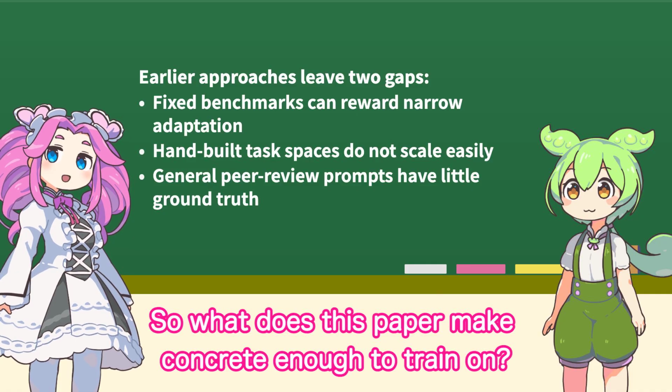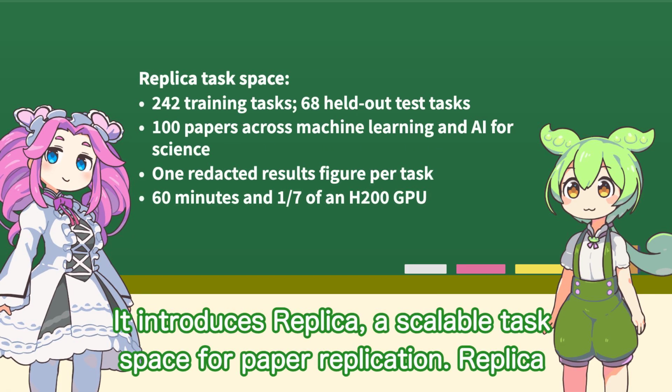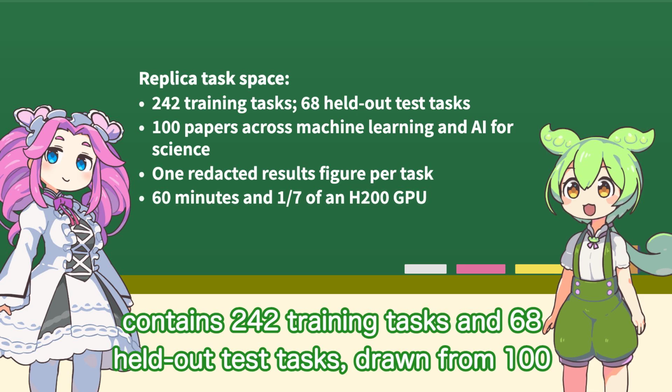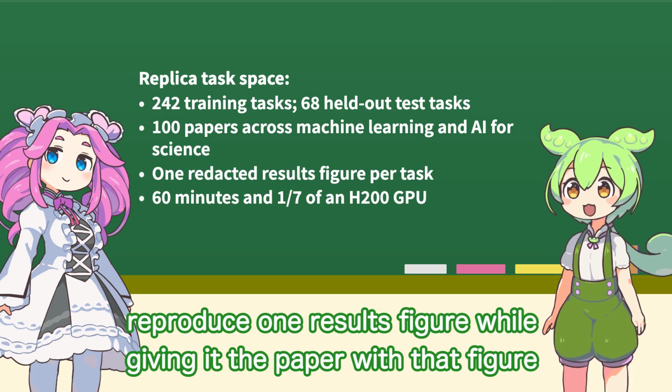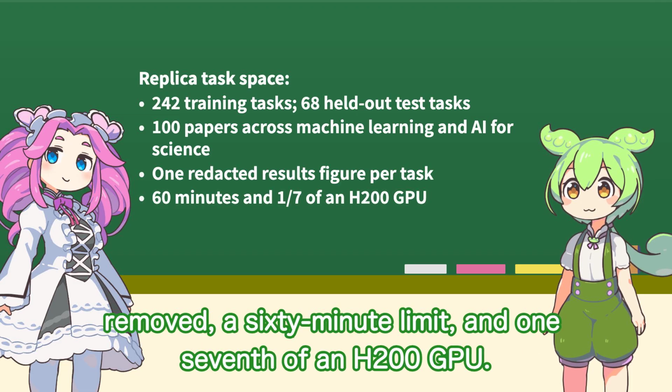So what does this paper make concrete enough to train on? It introduces Replica, a scalable task space for paper replication. Replica contains 240 training tasks and 68 held-out test tasks, drawn from 100 machine learning and AI for science papers. Each task asks an agent to reproduce one results figure while giving it the paper with that figure removed, with a 60-minute limit and 1/7 of an H200 GPU.